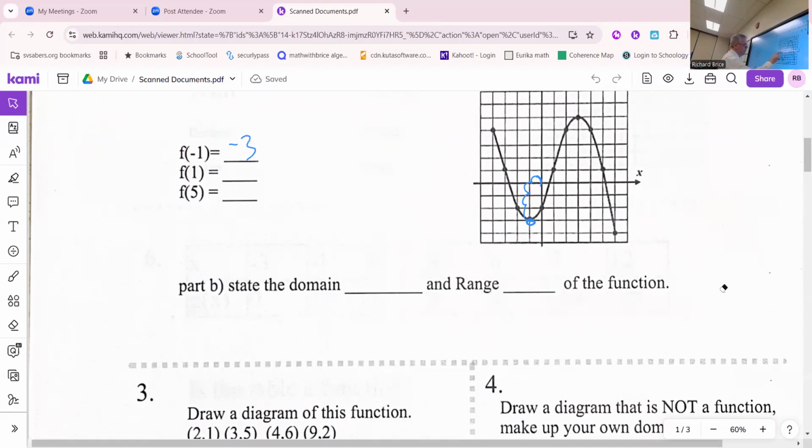Now the next one, function value at 1, I go over 1. Well, that time I have to go up 1 to the curve. Next, last one is 5, 1, 2, 3, 4, 5. And again, it's up 1 to the curve.